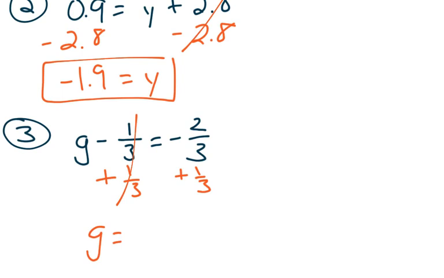G equals, remember, when we're adding and subtracting fractions, if the denominators are the same, we just add or subtract the numerators. So I got negative 2 plus 1. It's like I owe $2. I pay 1 back, which means I'm still down $1. Denominator remains the same. So g equals negative 1/3.